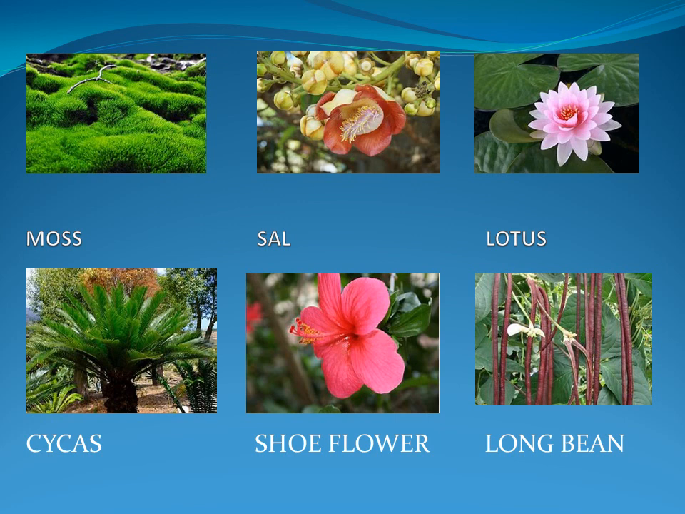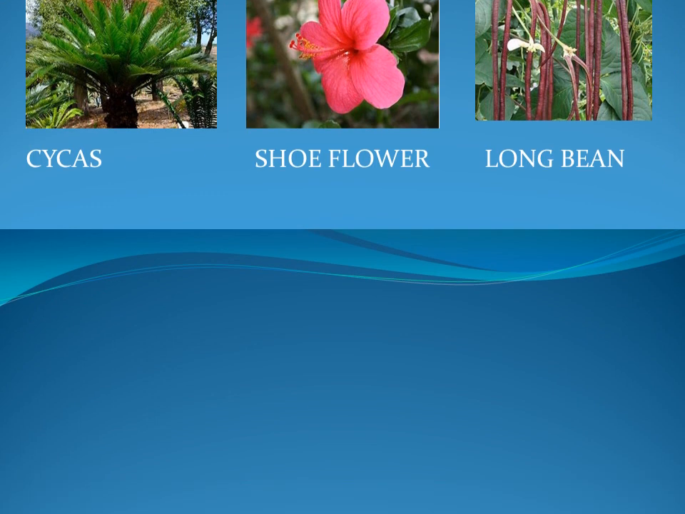I think you think that long bean doesn't have a flower, but if there is a fruit or a vegetable, the plant should definitely have a flower also. So even long bean is a flowering plant, and shoe flower is flowering, and cycas is non-flowering. Lotus is flowering, sal is flowering, and moss is a non-flowering plant. Let's move on.